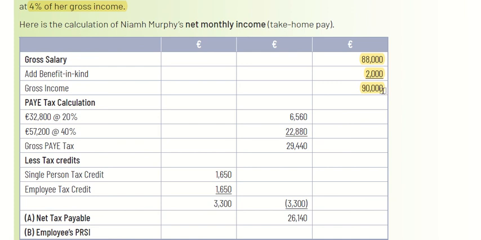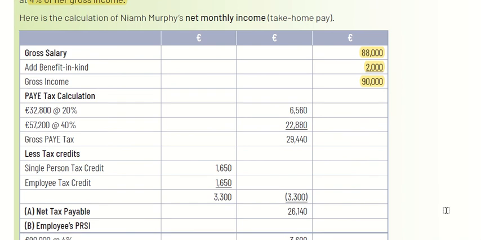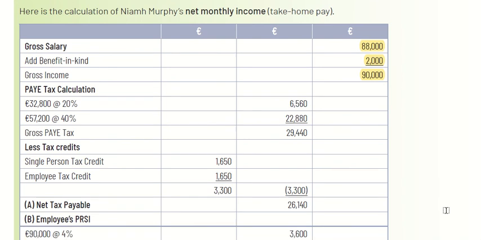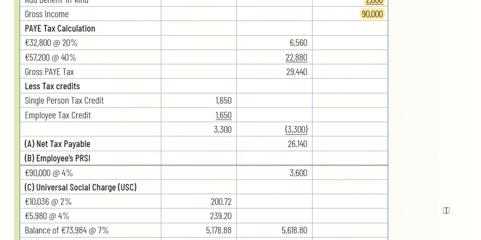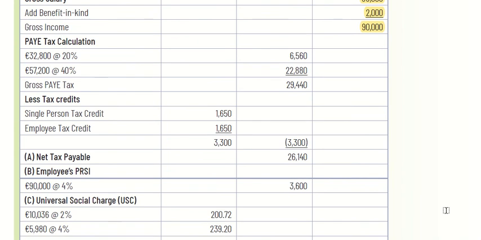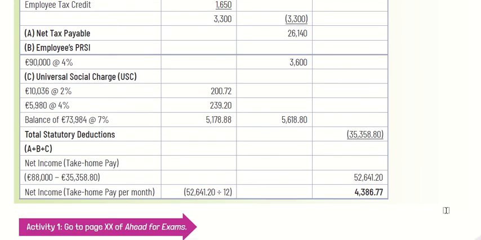Now, just be careful there, because you're calculating the tax on the 90,000, you don't double do it at the end when you're taking away that tax. So you go back to the 88,000 to take away the tax. Just be careful there.